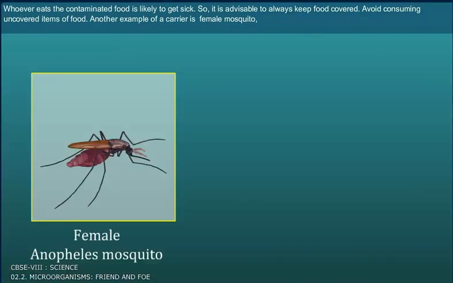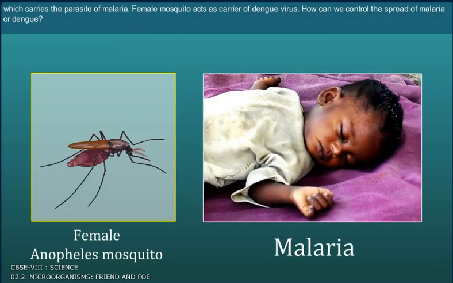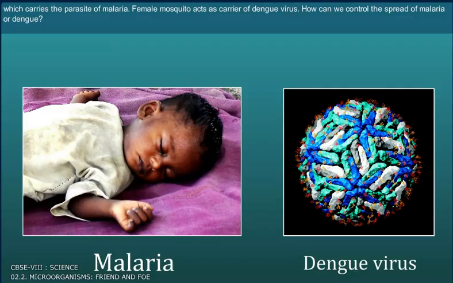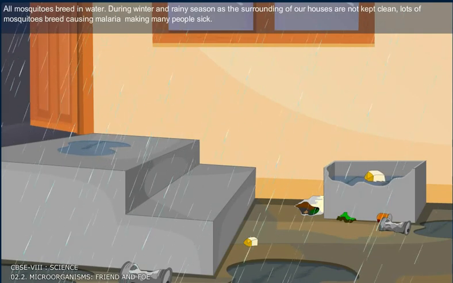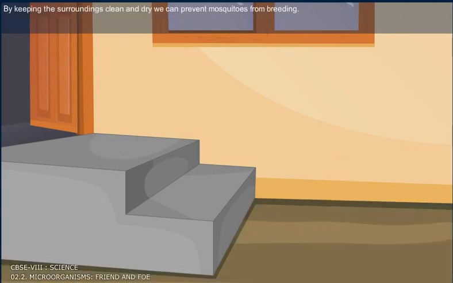Another example of a carrier is the female mosquito, which carries the parasite of malaria. Female mosquito also acts as carrier of dengue virus. How can we control the spread of malaria or dengue? All mosquitoes breed in water. During winter and rainy season, as the surroundings of our houses are not kept clean, lots of mosquitoes breed causing malaria, making many people sick. By keeping the surroundings clean and dry, we can prevent mosquitoes from breeding.